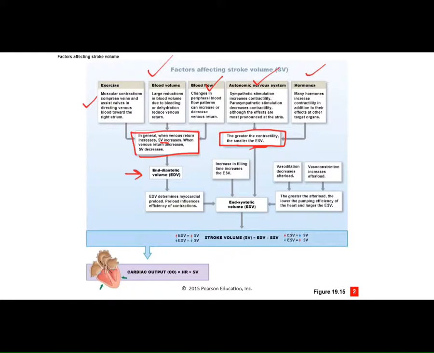If the heart's squeezing really hard, what will be left after it's finished squeezing? Less than if it hadn't squeezed as hard. So if the heart is really squeezing hard, high contractility, then the ESV will go down. Okay? So these are factors that influence the ESV. And together, what does this equal? EDV minus ESV equals what? Stroke volume, right? So everything on here could influence, in one way or the other, stroke volume.